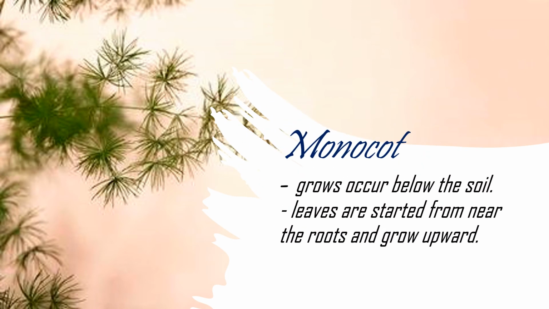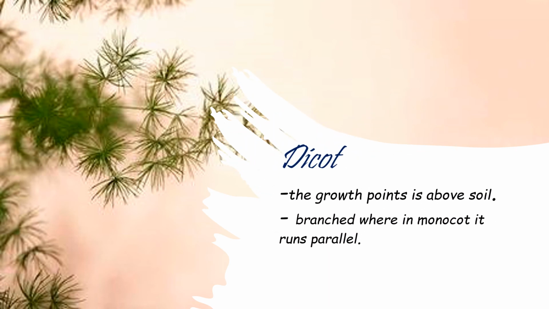Let's tackle monocots. Monocot growth occurs below the soil as individual leaves start from near the roots and grow upward. Corn is a monocot, as well as many types of grasses including wheat and barley. In other seedling plants like beans and peas, there are two cotyledon leaves making them dicots. The growth point is above soil, branching, whereas in monocots it runs parallel.